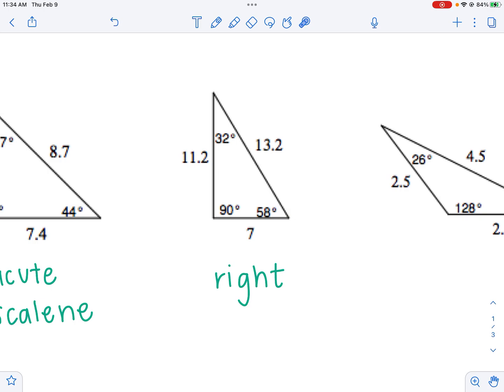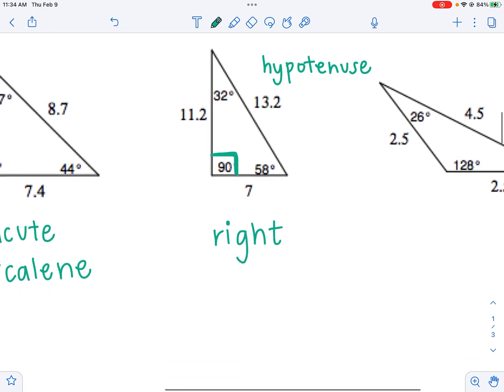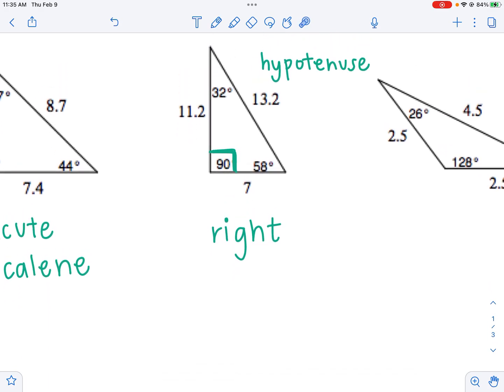And in a right triangle, we have a special name for the longest side. The longest side is called the hypotenuse. And in this case, our hypotenuse is 13.2. Because in a right triangle, the hypotenuse is always across from the right angle. It always is going to be the biggest number because 90 will always be your biggest angle. But going back to the question at hand, this would be right and scalene because all three numbers are different.